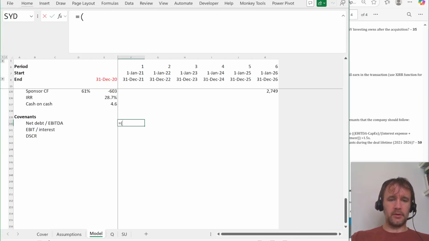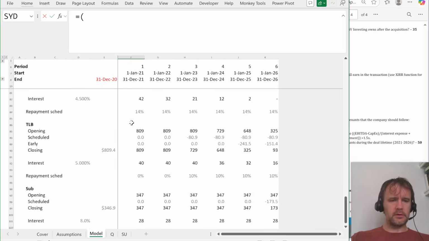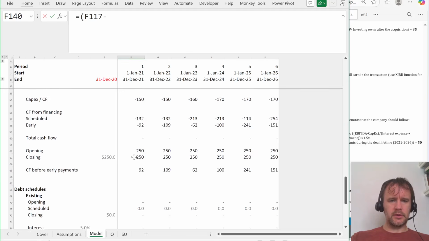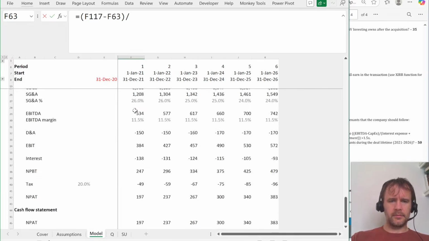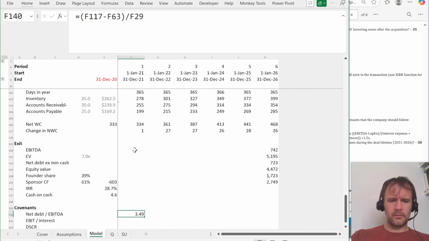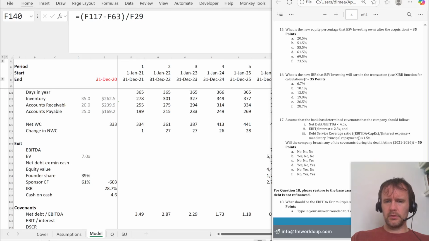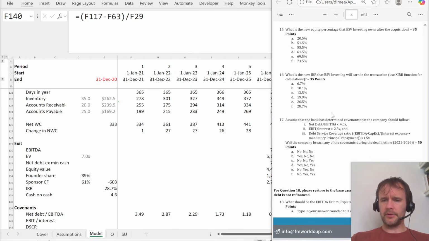Net debt. I'm assuming that we should give the benefit of the cash here. So sorry, debt schedules. So here's my closing debt minus my closing cash. And so it's net debt over what again? Over EBITDA. Okay. And the question is, does that ever go over 4? And the answer is no. Just double check this is still in the refi scenario, yes, fine.